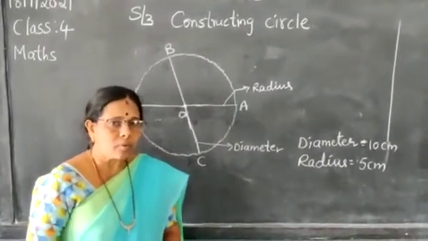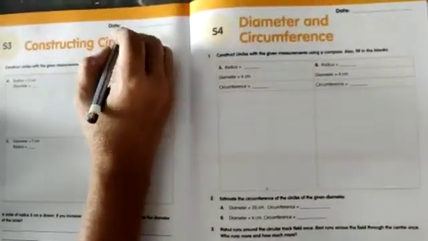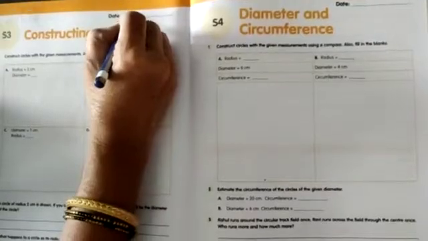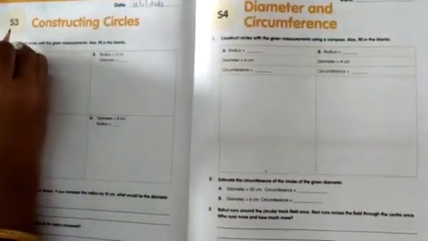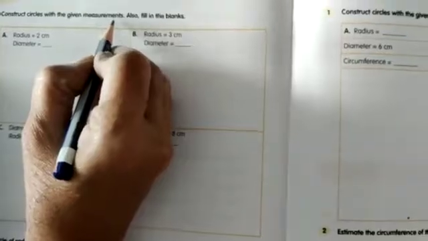Now open your workbook. Now give your workbook. Write the date: 18/1/2021. S3, constructing circles. First question, construct circles with the given measurements.